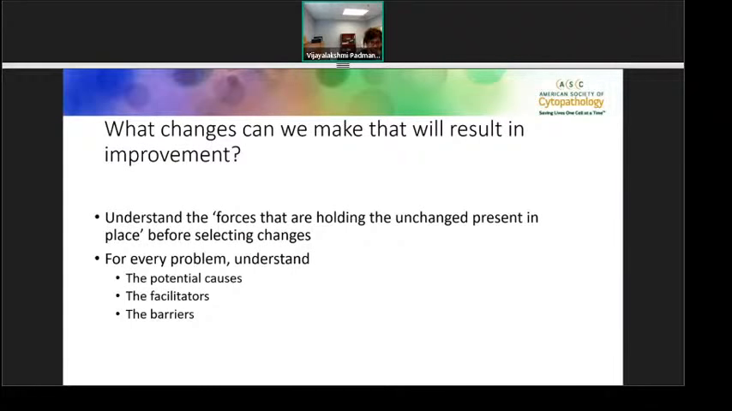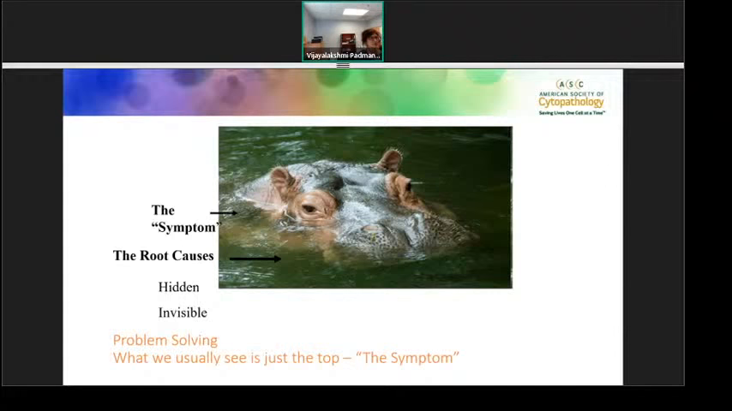A couple of other things that I wanted to talk about: what changes can we make that will result in an improvement? You have to understand the forces that are holding the unchanged present. For every problem, you're going to see potential causes, facilitators and barriers. Thankfully, for our project, it was fairly smooth sailing. We really didn't see major barriers, but for QI projects, you are going to see some sort of barriers, because what you see is only the tip of the iceberg, which is the symptom. And most of the causes which cause that symptom are hidden way below.